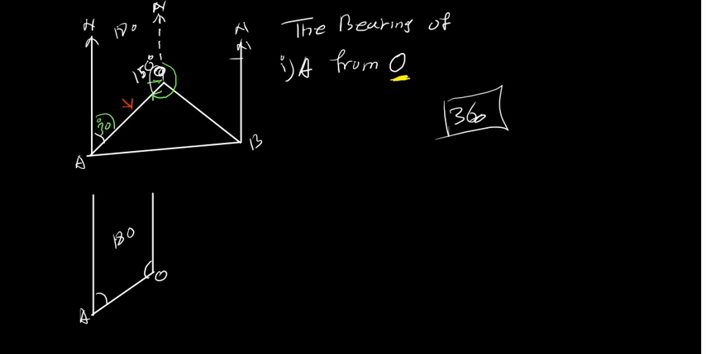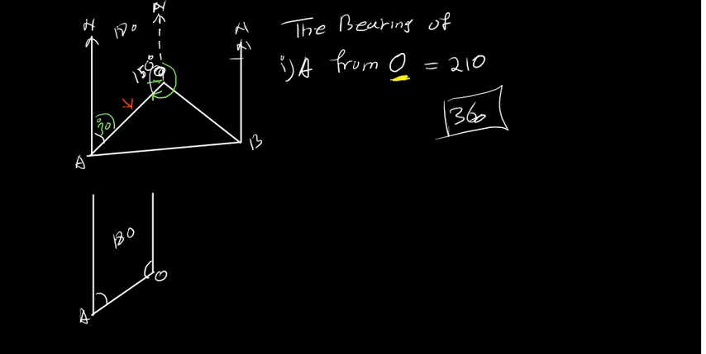So now, for you to find whatever is remaining, meaning this 150 degrees is part of 360. So you can say 360 minus 150. That would be what? 210. So the bearing of A from O is 210. So that's how you would get to approach that question.